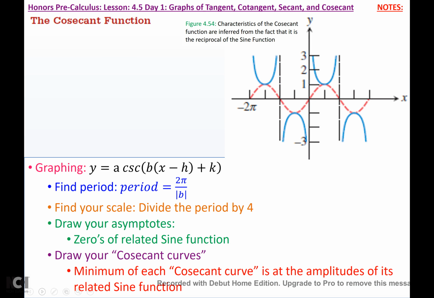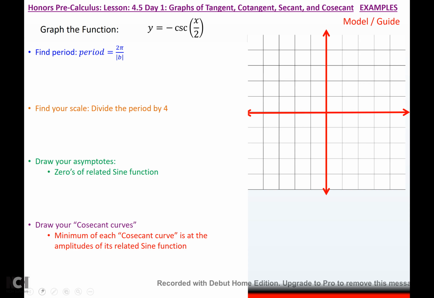Alright, the cosecant function is reciprocal to the sine function. So again, in red, if you look at your sine function, where sine has its zeros, cosecant is going to have its asymptotes. And where sine has its amplitudes, you're going to get your cosecant curves at the amplitude. So it's just the same as secant. It's just that we're shifting by pi over 2. Okay? Alright, so this one says graph the function negative cosecant of x over 2.